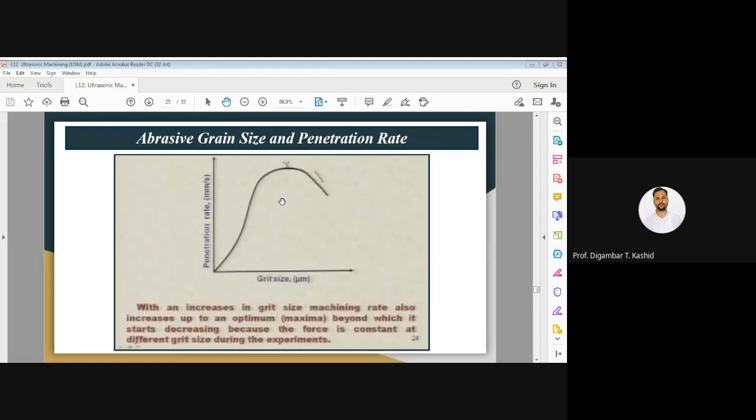And here the machining rate actually means your penetration rate, so it also increases up to an optimal value where you get the maximum. But beyond that maximum value it starts decreasing because the force is constant, so you will get a dome like this. That means beyond this limit the penetration rate will decrease, because the force is constant at different grit sizes during the experiments. So as the grit size increases further beyond the optimum value, the penetration rate starts decreasing. So this is one important parameter.